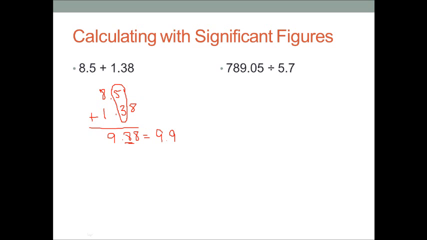So 789.05 has 5 sig figs. 5.7 has 2 sig figs. So when we actually calculate this number out, we will round to 2 sig figs. So the answer is 138.43. We're going to count from left to right 2 sig figs. So that means we're going to round to the tens place. So this number would round to 140. Remember, there's no decimal there, so that last zero doesn't count.